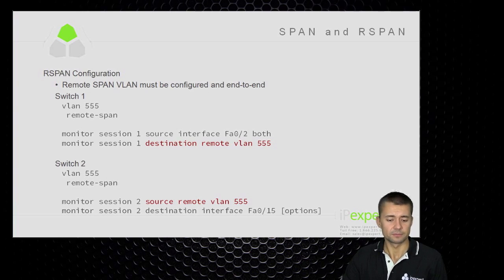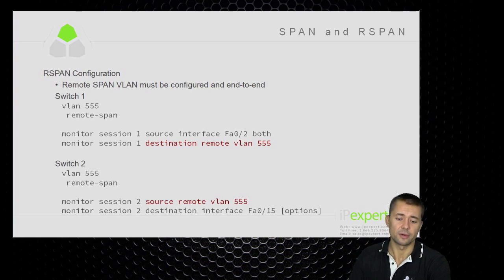And second, the trunks between the sources and destinations must definitely allow this VLAN. Otherwise this is going to break the spanning tree instance and also the RSPAN configuration. So once the remote SPAN VLAN is configured and, for example, propagated to all of the switches using VTP, you can now configure your sessions.